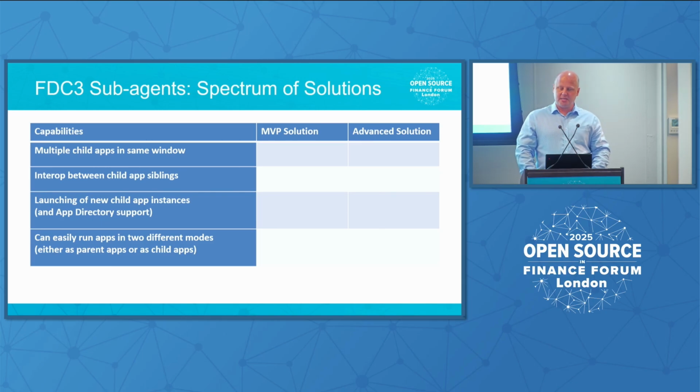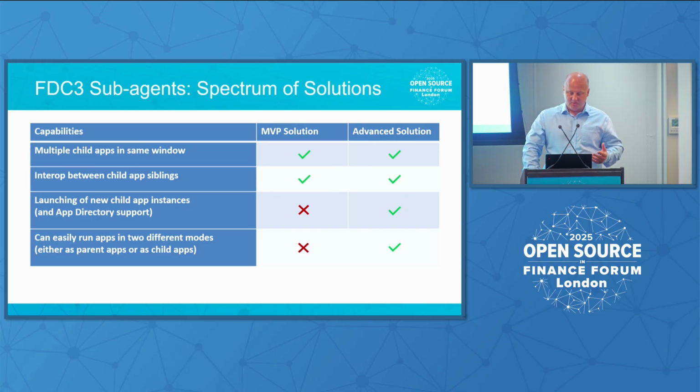So looking at some of those questions, it's clear that there's a spectrum of different solutions, ranging from the minimum viable solution at one end to an advanced, fully featured solution at the other end. Clearly, any solution has to support multiple child apps in the same window, and it has to allow interop between those child apps. That's the entire purpose of the exercise after all. But there are certain things, for example, launching of child app instances that I just talked about, where we could get a lot of value out of a solution even if it didn't provide that in the first version. But again, a more advanced solution might provide that.